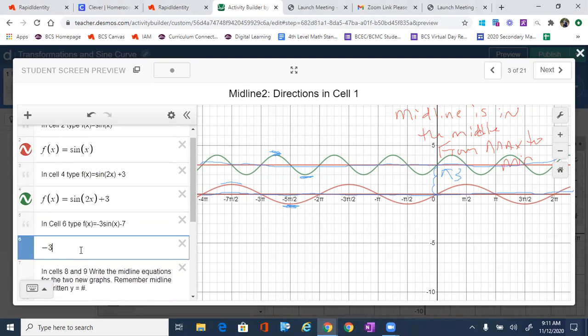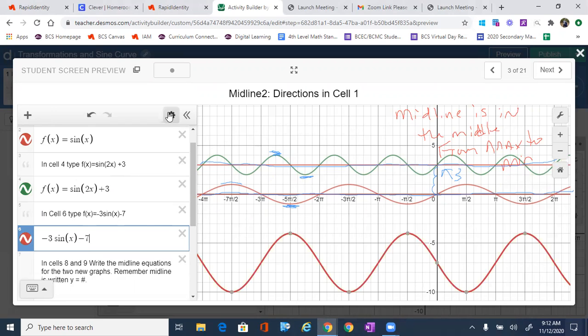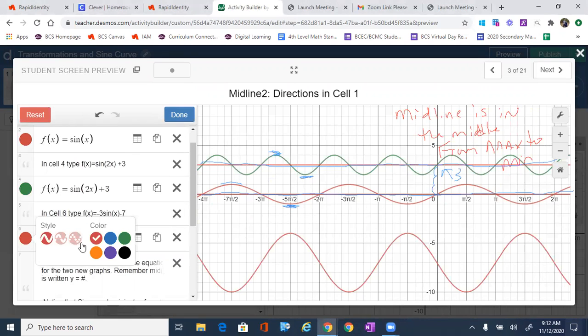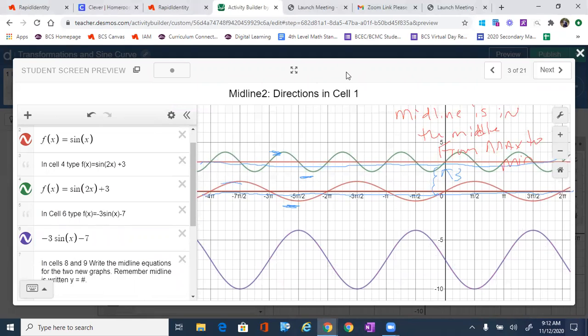Let's go ahead and say negative 3 sine of x minus 7. That's going to show up down at the bottom, and you'll notice that it has moved down. Okay, and let's find the midline in this case. Now it is from the middle of the max and the min, so there's another way we could do this. We could actually say the max plus the min divided by 2. So that's one way we could do this as well.